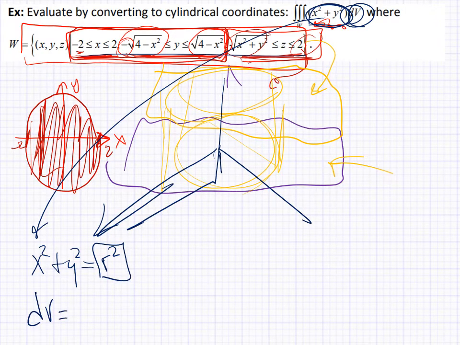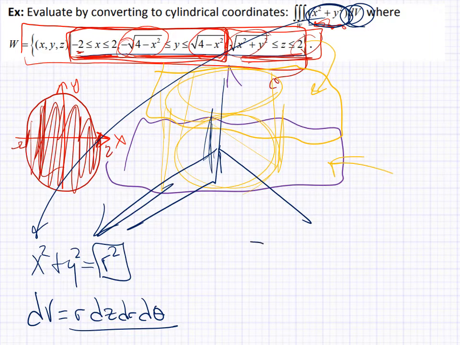dv for the conversion is r dz dr d theta. That's standard for cylindrical coordinates. That's the volume of one of those little polar boxes that we're going to use to fill up this space in here. And then it's a matter of converting this region over to cylindrical coordinates.